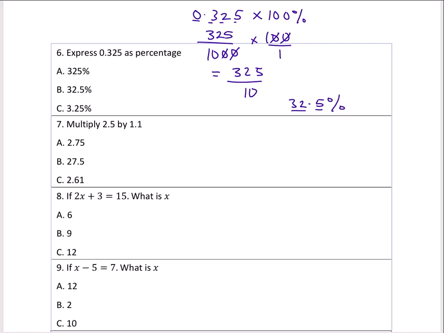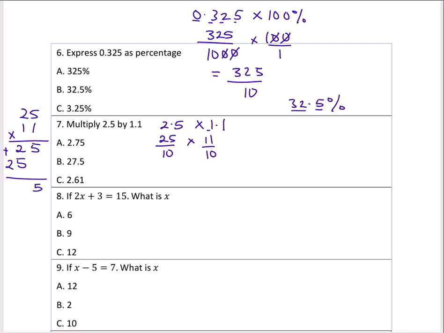Let's continue. So for question number 7, it says multiply 2.5 by 1.1, sorry, not 11, 1.1. Okay, so this is 25 over 10, converting 1.1, so this is 11 over 10. So let's multiply 25 by 11. So 25 by 11, 1 times 5 is 5, 1 times 2 is 2, 1 times 5 here is 5, and 1 times 2 is also 2. Let's add them up. So we can add from here.